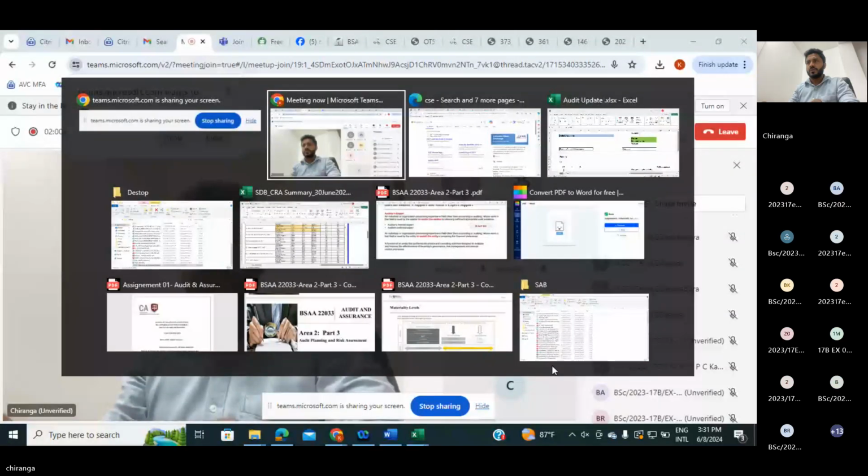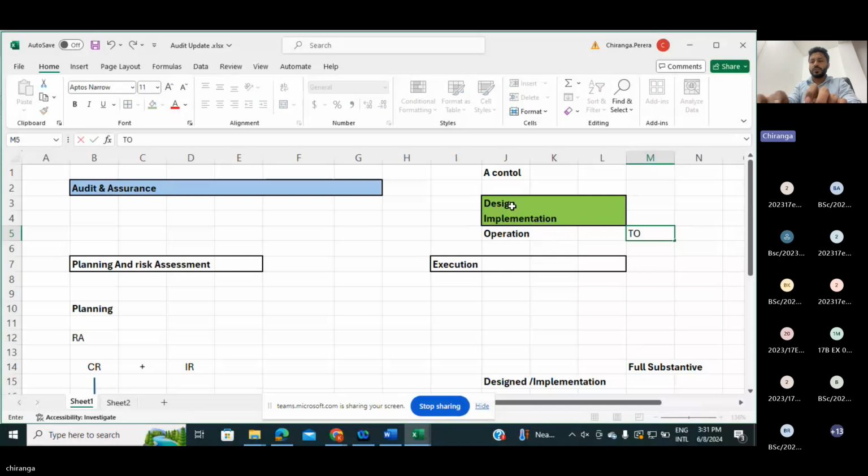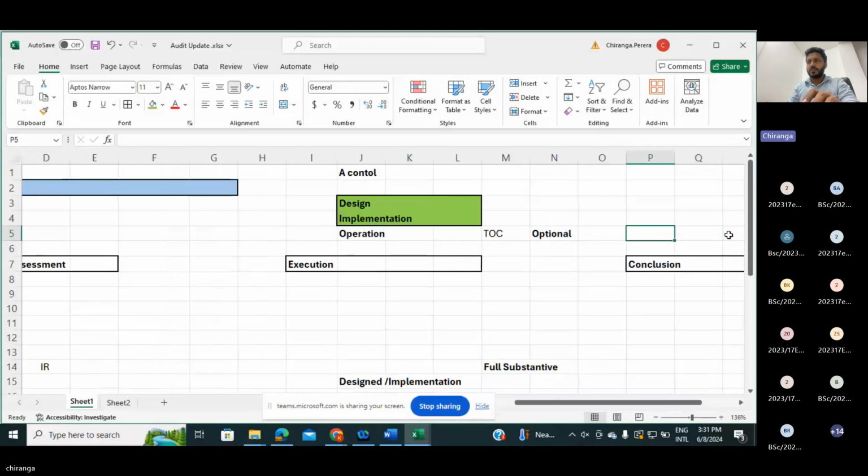We have already completed 2 areas. Design and implementation are covered; operation is the remaining matter. This is covered through TOC. This is optional, right? Optional. Have you put a star mark for this word optional? Previously, I highlighted that. Remember that this is optional. Put a star mark here. Now you are going to understand what it is.